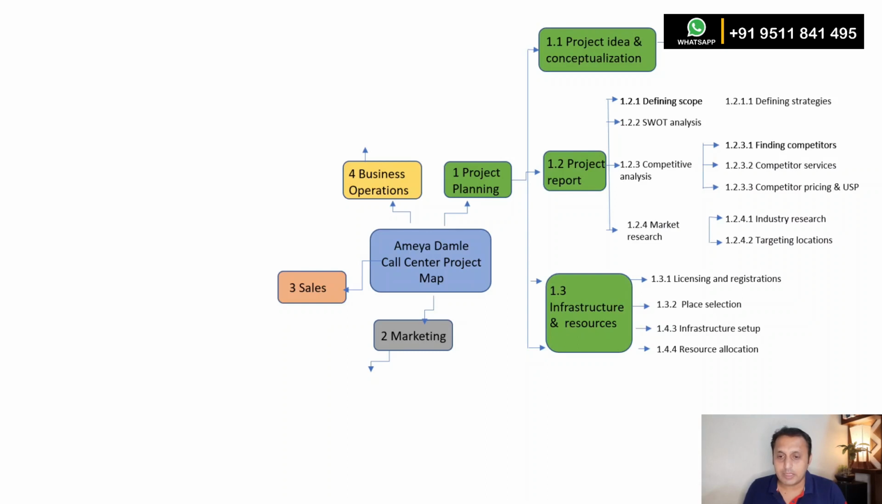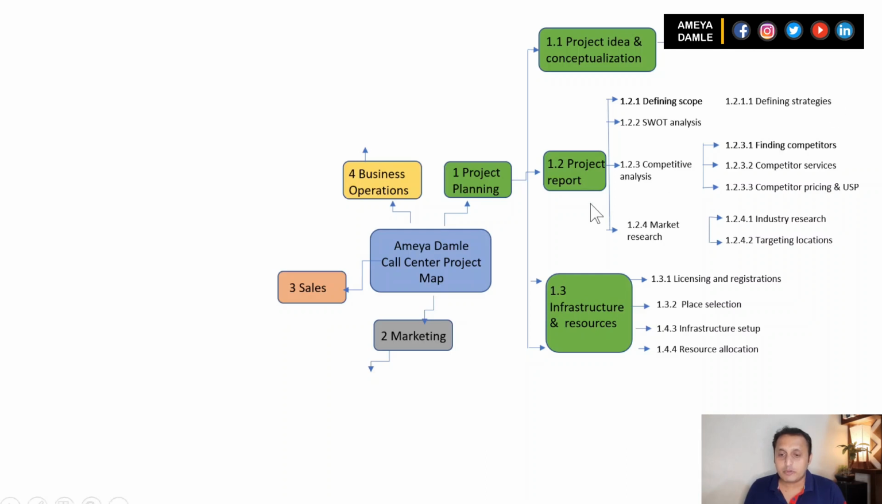Under project planning, it's divided into three parts: project idea and conceptualization, the second is project report, and the third one is infrastructure and resources. Project idea and conceptualization is basically the idea behind starting the contact center. What contact center are you starting? Where are you starting it? What is your idea behind that? Who are your targeted customers or clientele? Which geography are you catering to? This entire basic idea is all about project idea and conceptualization.